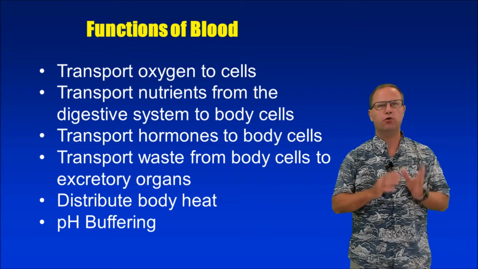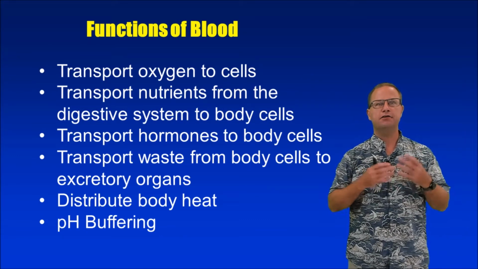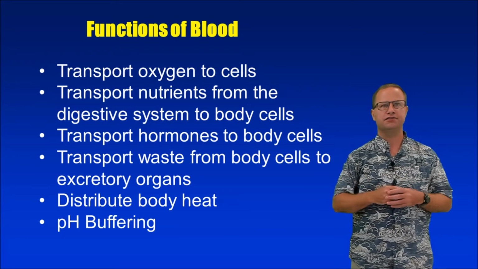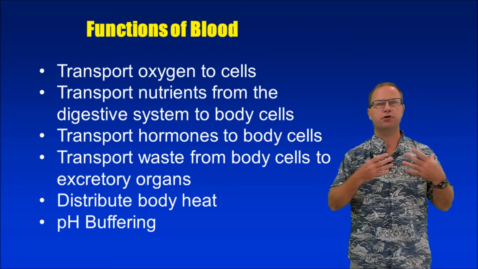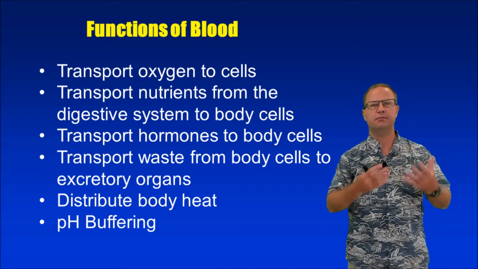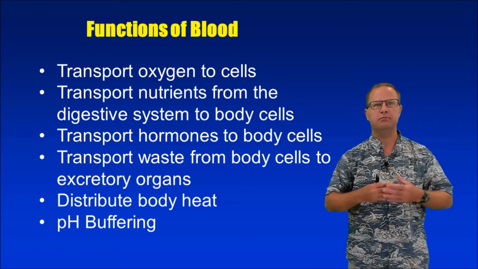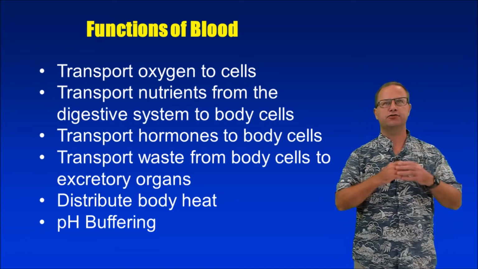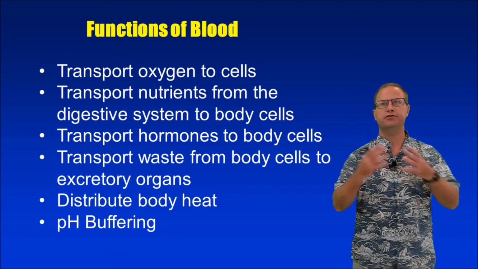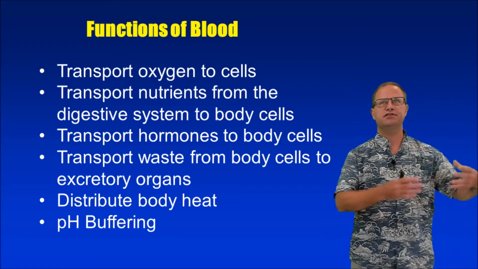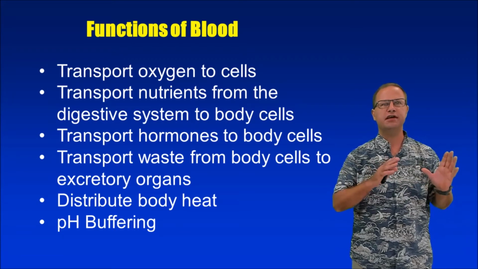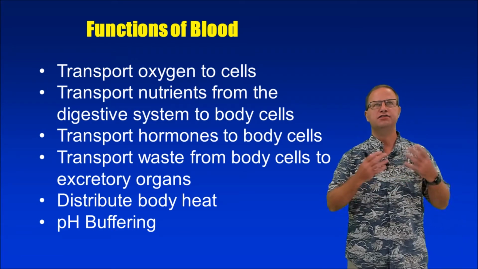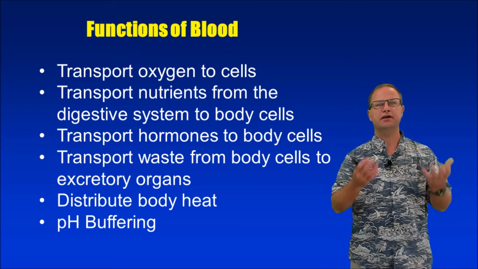Alright, so there's several important functions of blood that we'll talk about today. Firstly, it helps to transport oxygen to the cells. That's the job of our red blood cells or erythrocytes. It also helps to transport nutrients from the digestive system to the body cells. That's happening within the blood plasma. It's also important for transporting hormones from their source tissues to their target tissues. For example, it transports insulin from the pancreas to the target tissues throughout the body. And of course, it transports waste products as well, such as carbon dioxide, urea, etc.